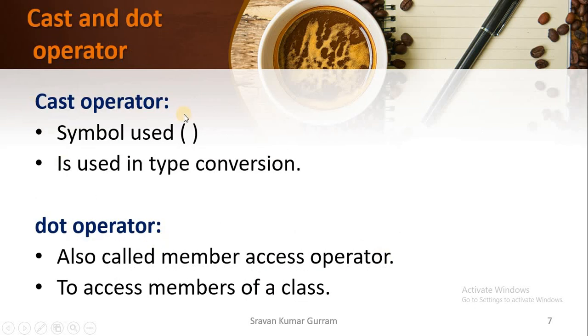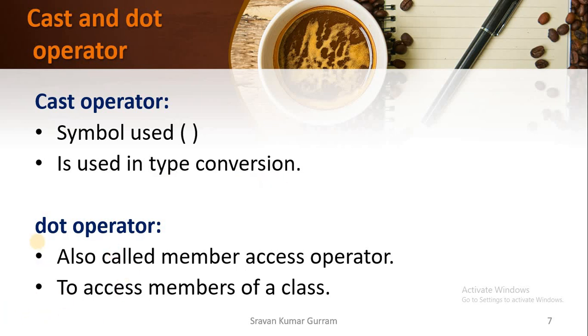Next operators are the cast operator and the dot operator. We use the parenthesis symbol to represent the cast operator. It is used to convert the value of one data type to another data type. This process is called type conversion. We will discuss in detail about this type conversion in the coming videos.